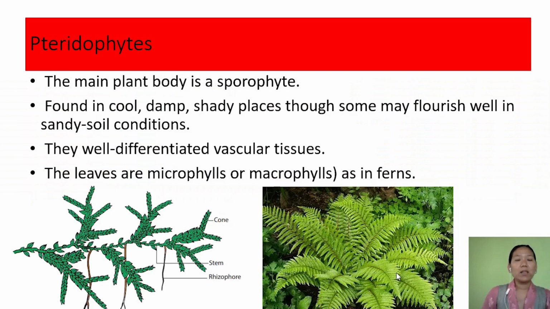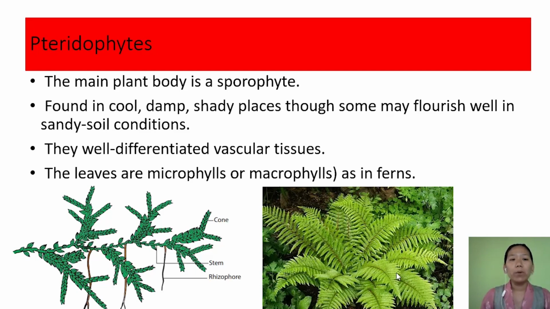Next, the division is pteridophytes. Unlike bryophytes, the main plant body in pteridophytes is the sporophyte. So now you can see the shift of the plant body from the gametophyte, which is haploid, towards the sporophyte, which is diploid. Gametophytes produce gametes; sporophytes produce spores. Pteridophytes are the true first land plants because they have well differentiated vascular tissues, that is xylem and phloem.